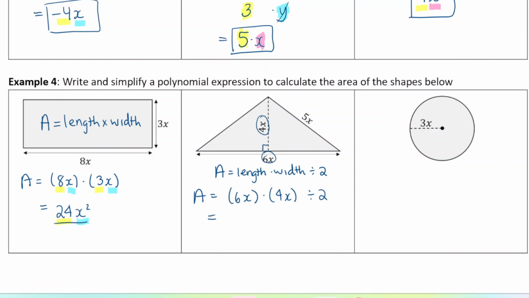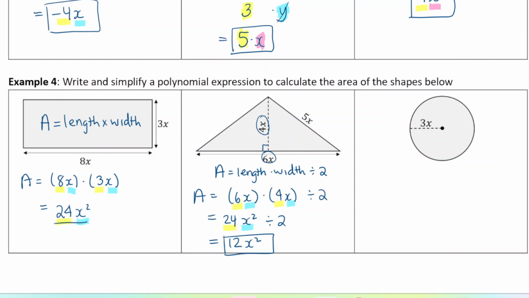So remember, we multiply the numbers. We could change the order if we like, so they're beside each other. 6 times 4 is 24. And then x times x is x squared. And we're going to divide that by 2. So it's going to be 12x squared.